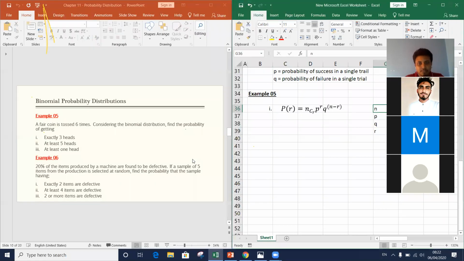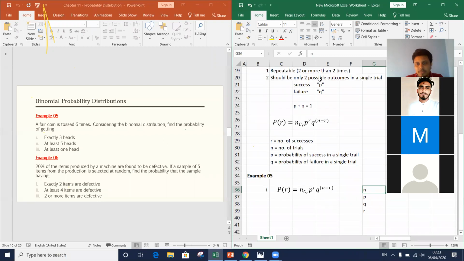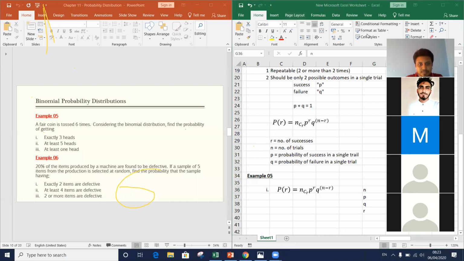Right? So what is the n value here? If we consider this example, what is the n value? N means number of trials. අපි experiment එක කී වතාවක් කරනවද කියන එක. What is our n value? Yes, n value should be 6. අපි experiment එකක් හය වතාවක් කරනවා. So our n value is 6, right?